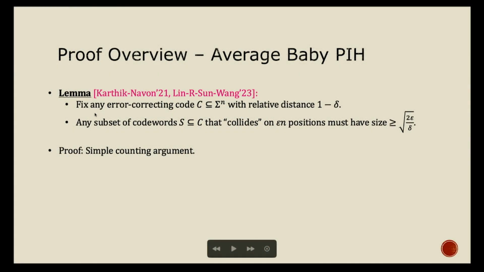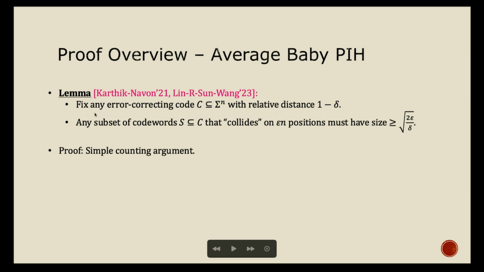So the proof of average Baby PIH is more interesting, and it is a self-contained black box reduction. Let me first show you a lemma. Fix any error correcting code C with block length n and relative distance 1 minus delta. Then any subset of codewords that collides on many positions must have large size.